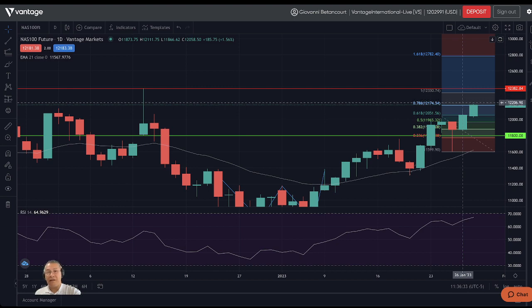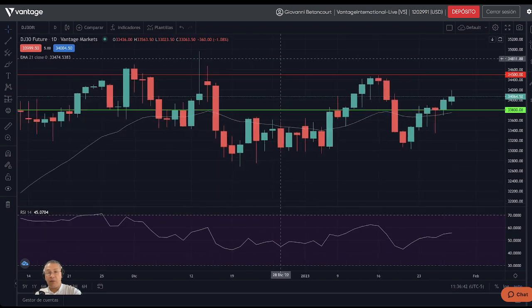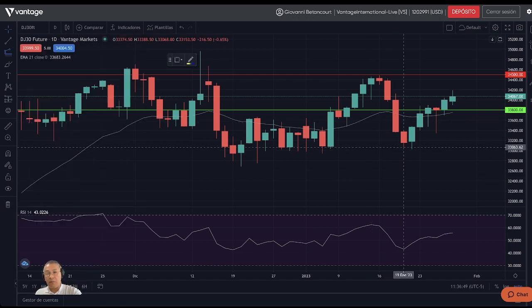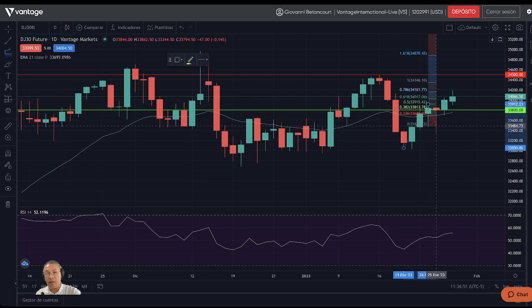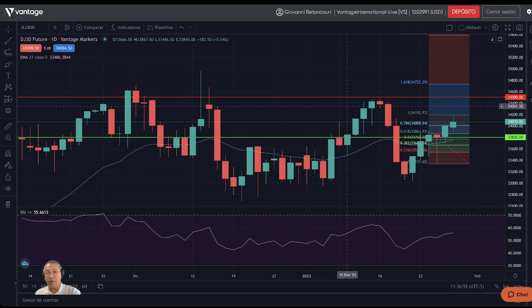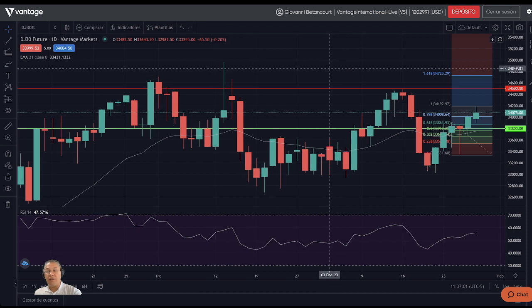That's in the Nasdaq, and we have the same scenario for the other indices as well. So here's the one for the Dow. Let's do the Dow. Low, high, and the low, and there we have it. Those are the extensions, and that's how you use the Fibonacci extension.